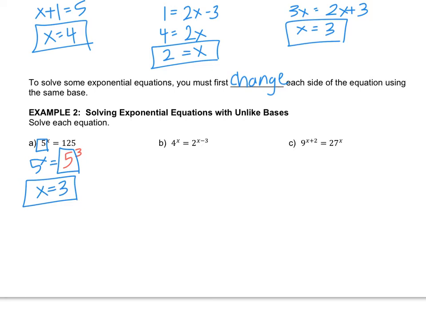So the first step is to check to see if you have the same bases. If you don't have the same bases, then you make one of them match by doing something with exponents.